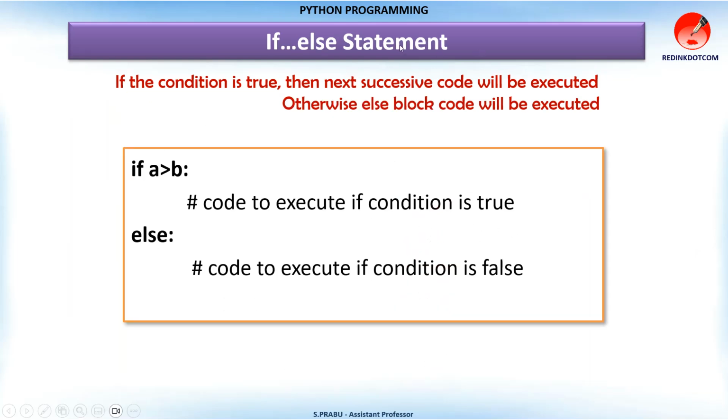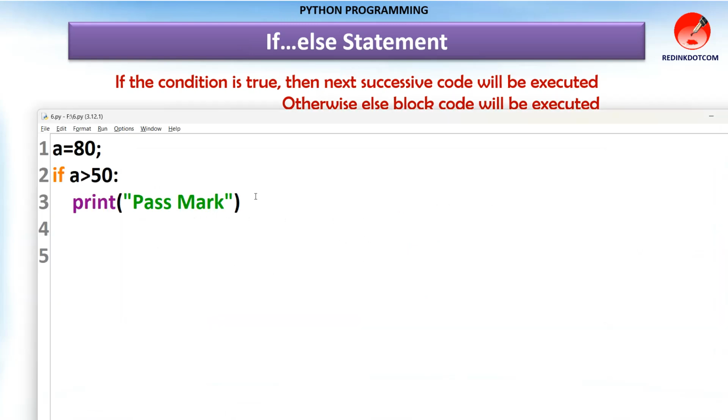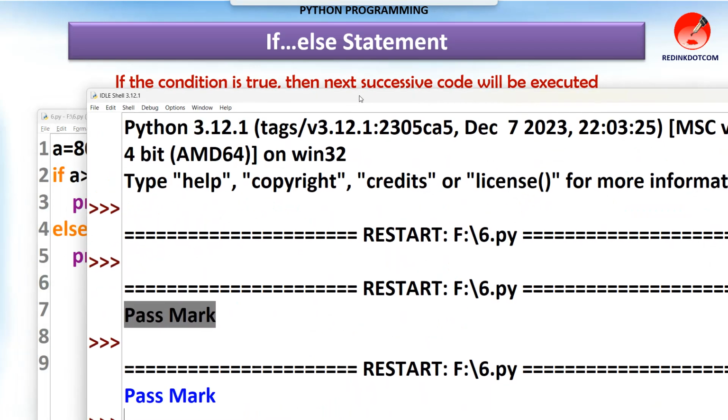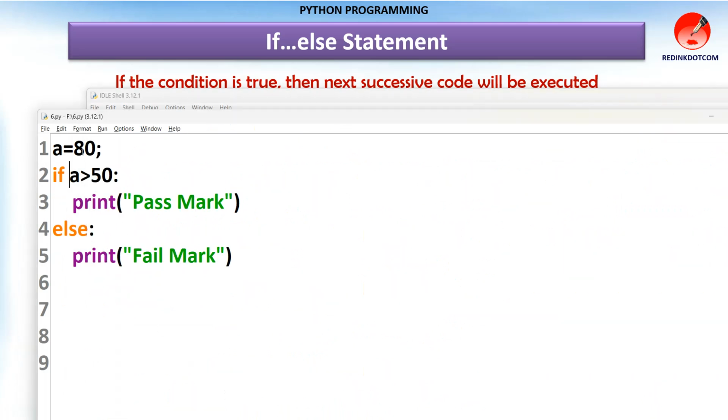Next one is the if-else statement. In this statement, there is one condition. If the condition is true, the if block is executed. Otherwise, the else block is executed. I try to execute one program for this. In this case, I add the else part. I write the else part here and give the print statement. Now I execute this program. It shows pass mark only because the mark is 80.